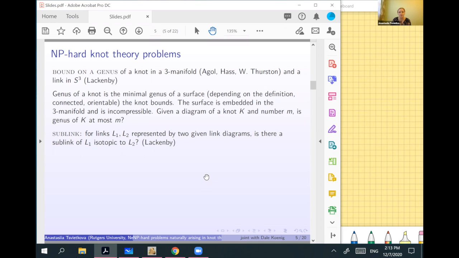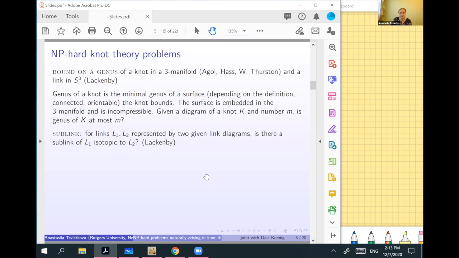This is a different problem because instead of a knot, you have a link, but instead of a three manifold, you have a three sphere. So you relax part of it and then you restrict a part of it. And also Lackenby took surfaces which are not orientable and not connected. So he called it not genus of a knot, but rather Thurston norm. And this is actually a very interesting reduction.